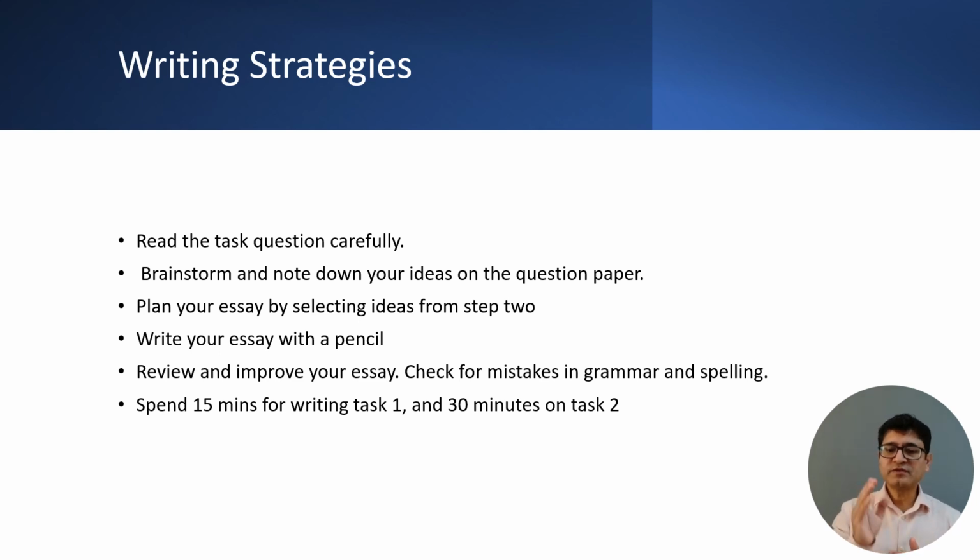Then spend 15 minutes for writing task 1. That is because you have to spend 2 or 3 minutes on planning, and 2 minutes in the end for checking. Similarly, 5 minutes for planning task 2, and 5 minutes in the end for checking, right? So the actual time for writing should be 15 minutes and 30 minutes: 15 minutes for task 1 and 30 minutes for task 2.